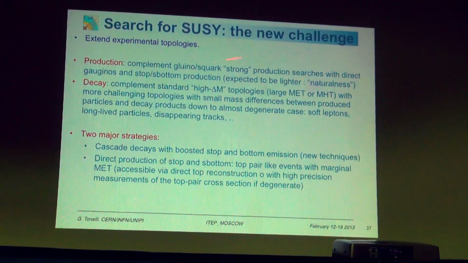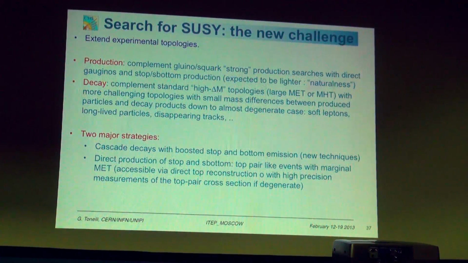So now the production is not only strong production, but there is direct gaugino, stop and sbottom production, where the cross sections are lower and the decay is different. For example, we don't have large missing ET, so we need a completely different trigger. At a certain point, we also have to review whether we are able to trigger on these kinds of states, because if you trigger, you can study, but if you don't trigger, you have nothing to study. So basically, there are two major strategies. One is cascade decays with boosted stop and sbottom emissions, another is direct production of stop and sbottom, like top pair-like events with marginal missing ET.